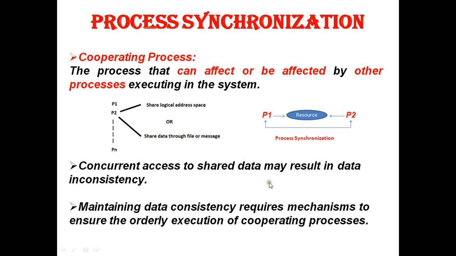In order to avoid this data inconsistency, there should be synchronization between the two processes. I repeat, in order to avoid concurrent access, that is, accessing the same resource by P1 and process P2 simultaneously, which may lead to data inconsistency, there must be process synchronization between process P1 and process P2.